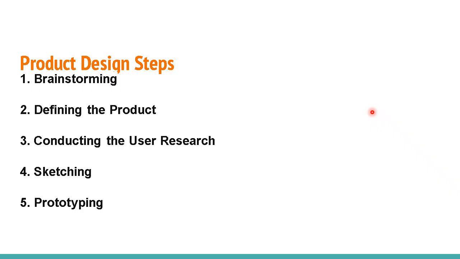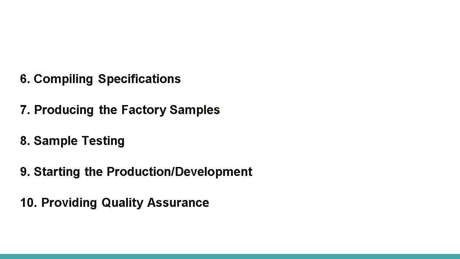Product design steps and brainstorming, we already spoke about in unit number 3. Defining the product, conducting user research, sketching, prototype, these are the design steps. Sixth one is implementing specification. Seventh is production at the factory, sample testing, starting production, development, providing quality assurance. These are the parts of that.